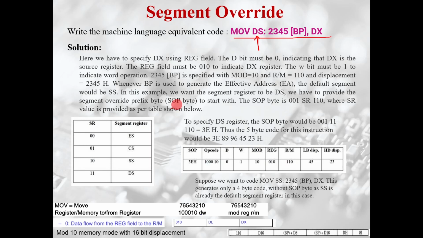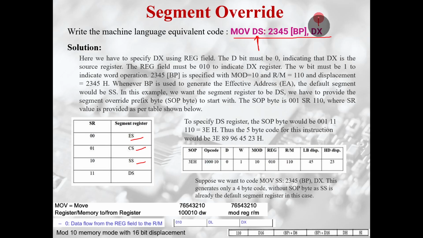This could be anything. It could be ES, CS or SS also. For DS I need not write this, it will be taken as default. But for this example I've just written DS here. I could write ES, CS or SS also, and accordingly the address will be computed.